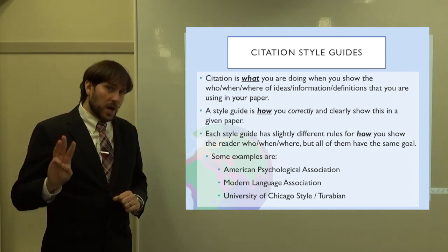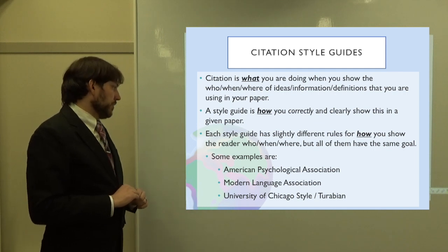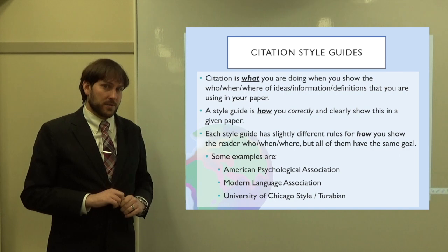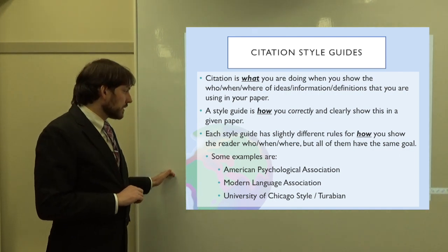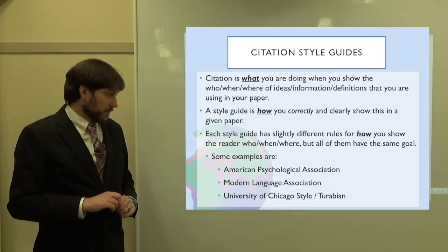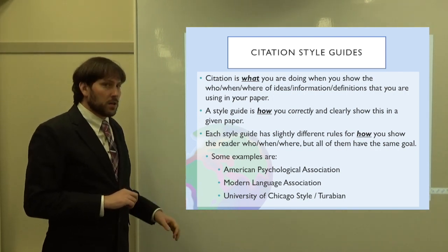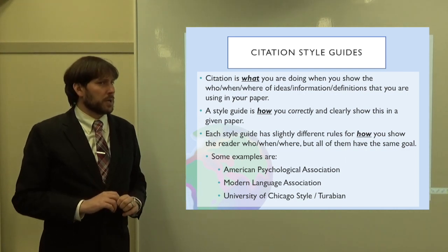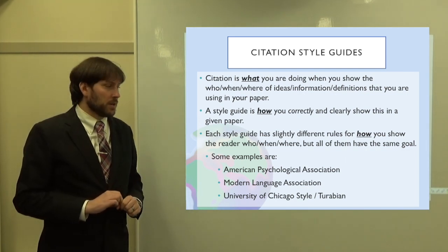Some of the most common ones in the English-speaking world are the American Psychological Association, often called the APA style guide; the Modern Language Association style guide, often used for English literature; and the University of Chicago style, and a modified version called Turabian, after a woman named Kate Turabian.